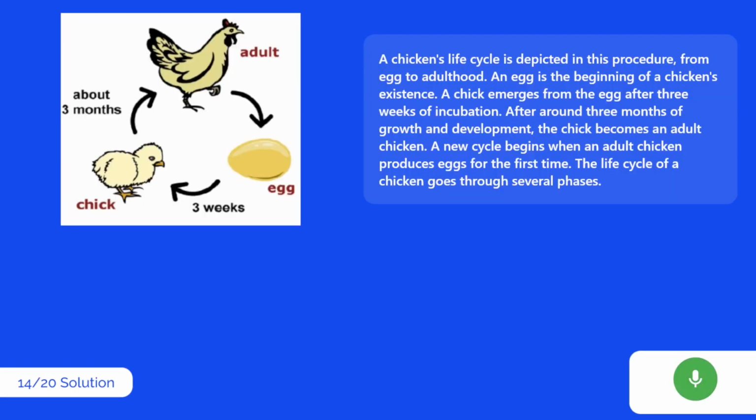A chicken's life cycle is depicted in this procedure, from egg to adulthood. An egg is the beginning of a chicken's existence. A chick emerges from the egg after 3 weeks of incubation. After around 3 months of growth and development, the chick becomes an adult chicken. A new cycle begins when an adult chicken produces eggs for the first time. The life cycle of a chicken goes through several phases.